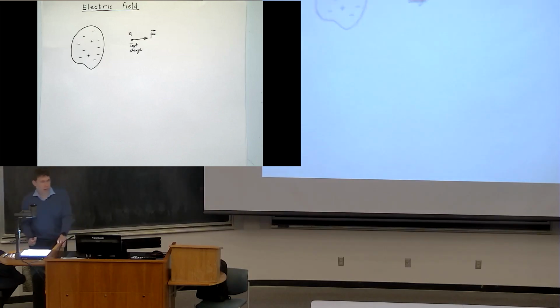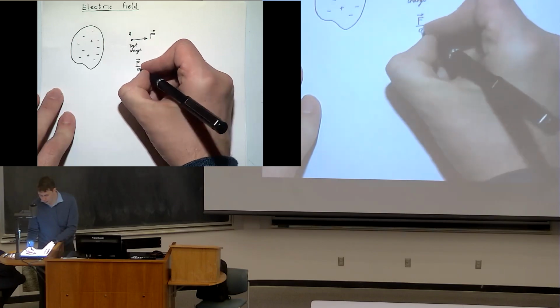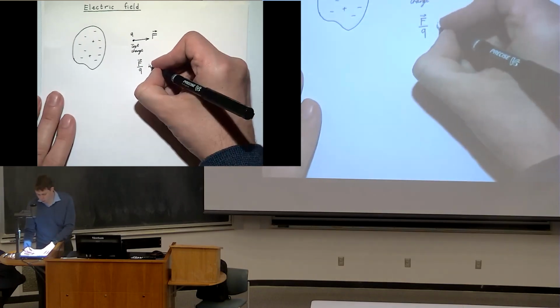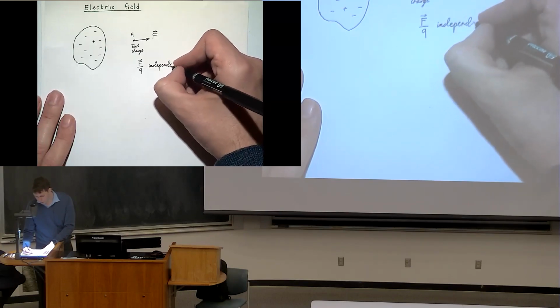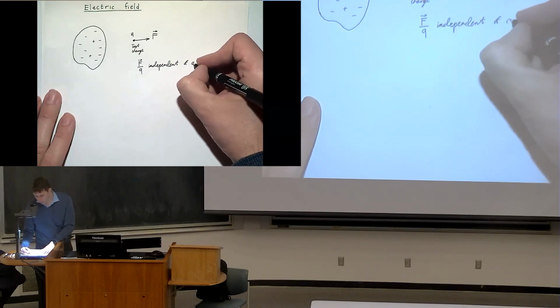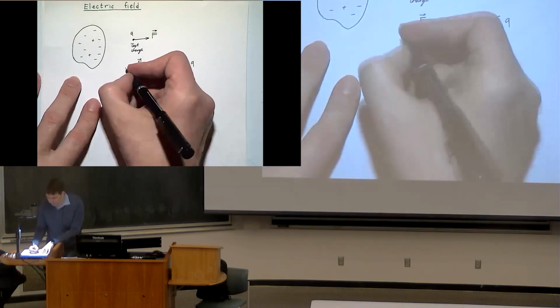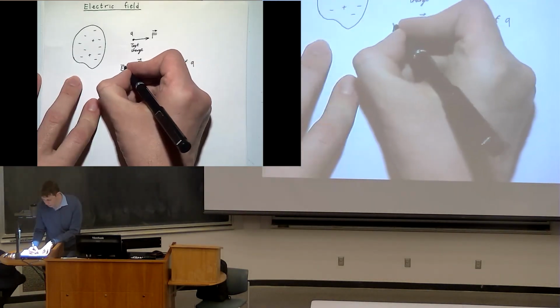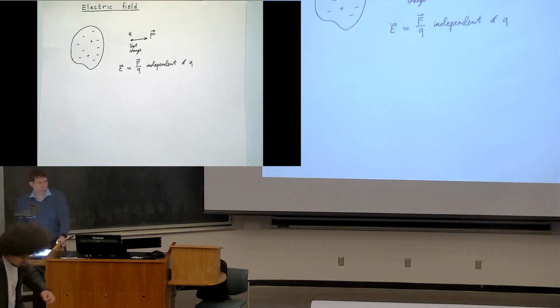And we showed last time that the ratio F over Q is independent of the charge Q. Well, if it's independent of charge Q, then it's a convenient characteristic of the properties of that charged body at this particular point. And there's a name for it. That's the electric field. E equals F divided by Q.